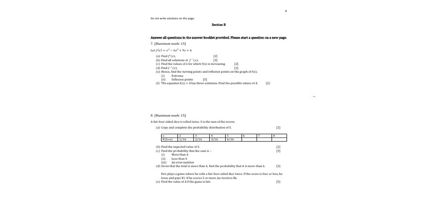Now we're going to solve problem number 8. A fair four-sided dice is rolled twice and S is the sum of the scores. So copy and complete the probability distribution of S. If this is in your test, you have to copy the same thing in your answer booklet with the correct answer. Now, how do we get the right answer here?